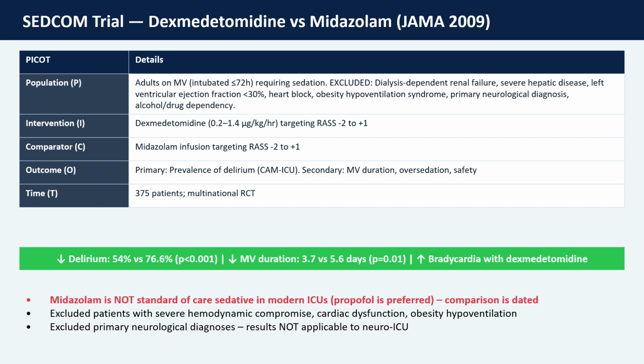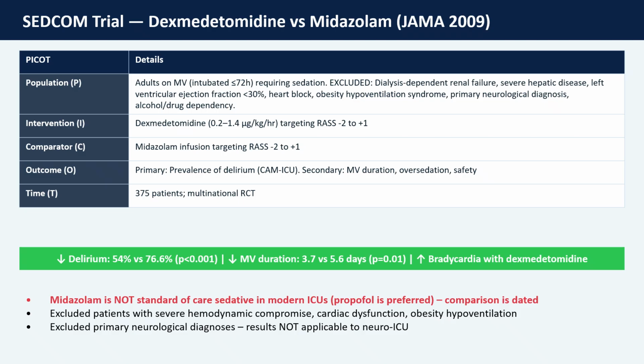But dexmed again had a little bit of bradycardia. So dexmed will actually cause bradycardia if you give it in bolus doses. So if you can avoid that bolus dose, that will be better. But again, patients with a lot of autonomic tone, like young patients, are more likely to develop dexmed-induced bradycardia rather than elderly. So again, the SEDCOM trial is a trial which compared dexmed with midazolam with very similar results.